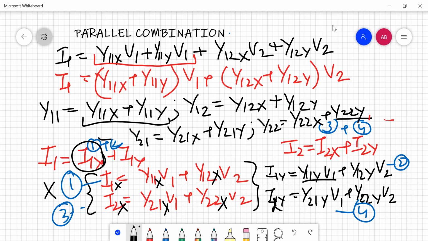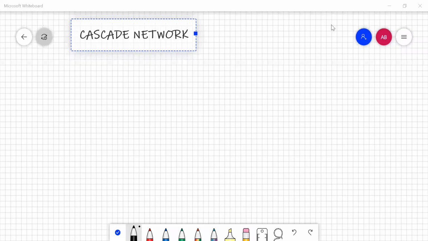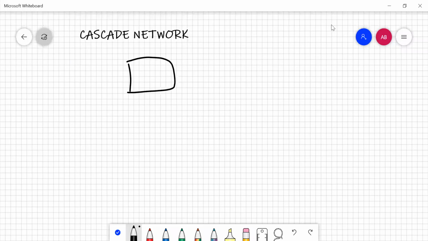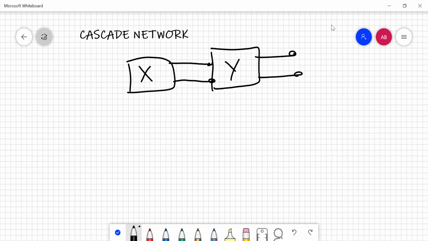So now we come on to the last thing, and that is your cascading. So for cascading networks, if this is our X network, the output port will act as the input of the next one. So this is the main difference between the series and the cascading. In series, you just watch that the current was same while the voltage was getting divided. But here you can see that the output port is acting as the input port to the Y network.